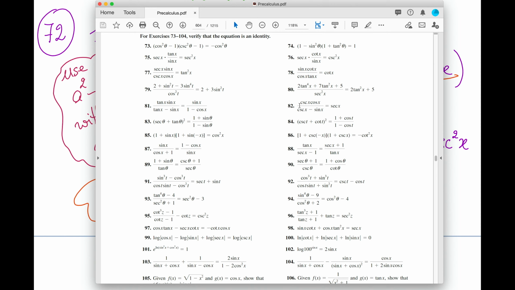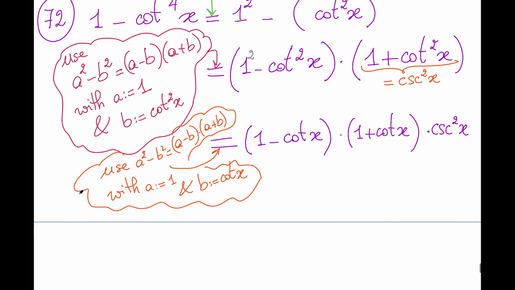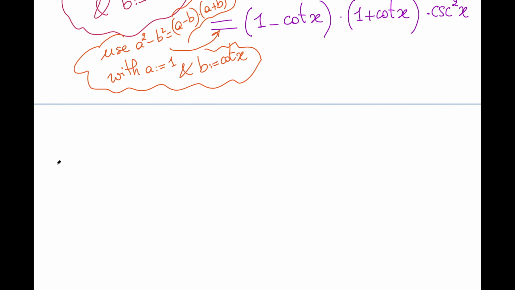Okay, let's do number 80. Okay, so I want to show, right? I want to verify that the equation is an identity, so I want to show that this side is equal to that side for all x. Okay, so left side is 2 tangent to power 4 plus 7 tangent squared plus 5 divided by secant squared, and this is equal to 2 tangent squared x plus 5. So this is number 80.